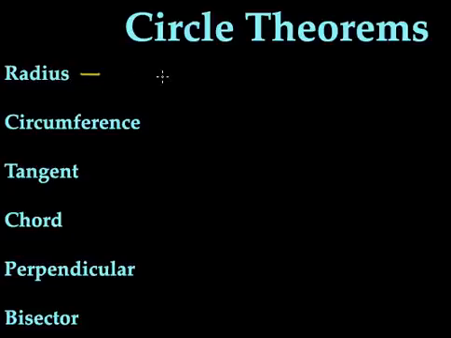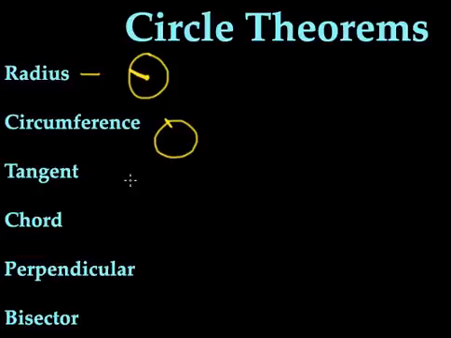So radius, that is the line from the center of a circle to the outside. That's the radius. The circumference is the distance from start to finish when you draw a circle. It's the length of the curved line around the outside.